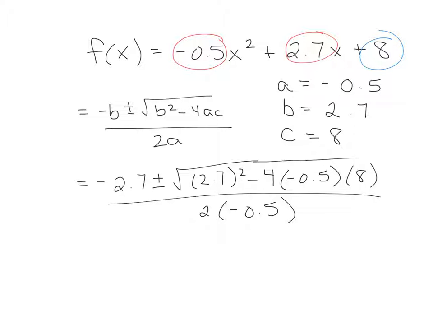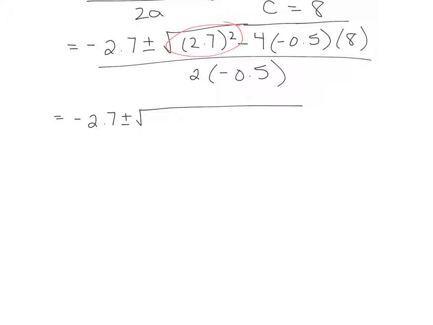We're going to work inside the square root first. So the first thing you want to do is square the 2.7. 2.7 squared is 7.29, so we have 7.29 minus, and then we're going to multiply 4 times negative 0.5 times 8. When you do that, you get a negative 16. And then that's all over 2 times negative 0.5, and when you multiply those two numbers together, you get negative 1.